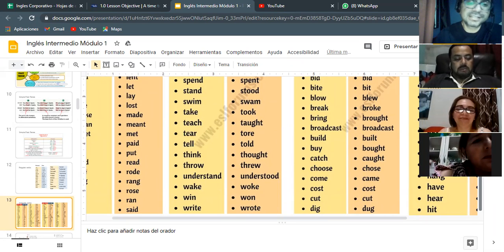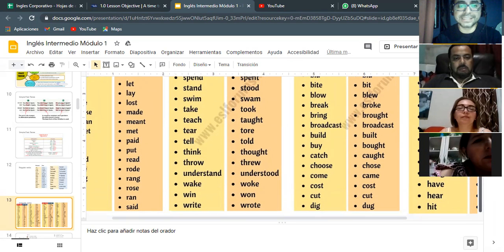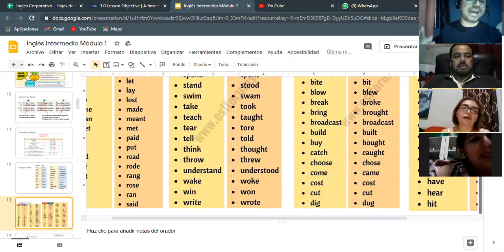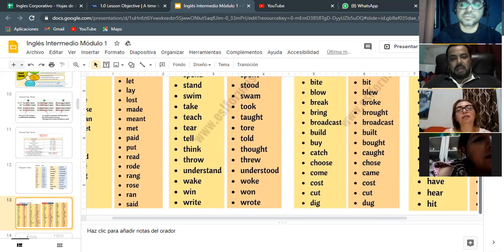Good, very nice. The other one is stand. What is stand? The opposite of sit. Is the opposite of sit when you stand up, right? So stood is going to be for Edwin. She stood next to me. Very good. She stood next to me.